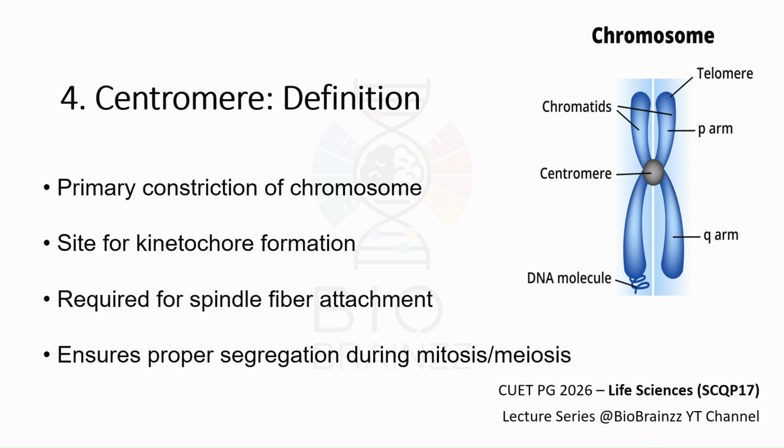You can see in the diagram how the centromere divides the chromosome into two arms, the shorter P arm and the longer Q arm, with telomeres present at the end. So remember, kinetochore formation, spindle fiber attachment and accurate segregation. These points define the centromere very well for exam purpose.